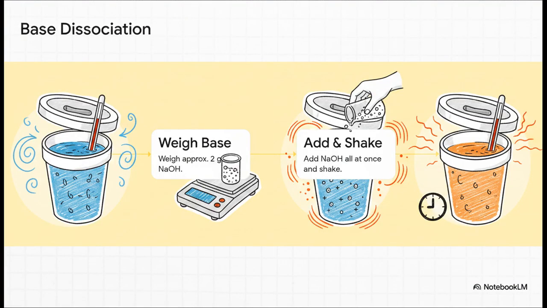So our first case study is a base. We start off by placing 100 milliliters of water into our trusty calorimeter and jotting down that initial temperature. Next up, we carefully weigh out approximately 2 grams of sodium hydroxide. Then we just toss that solid base in all at once and give it a shake. Now I want you to imagine those solid particles just violently breaking apart in the water. Ask yourself, where is all that energy going? We wait patiently for the reaction to hit its thermal equilibrium, and then boom, we record our final temperature.